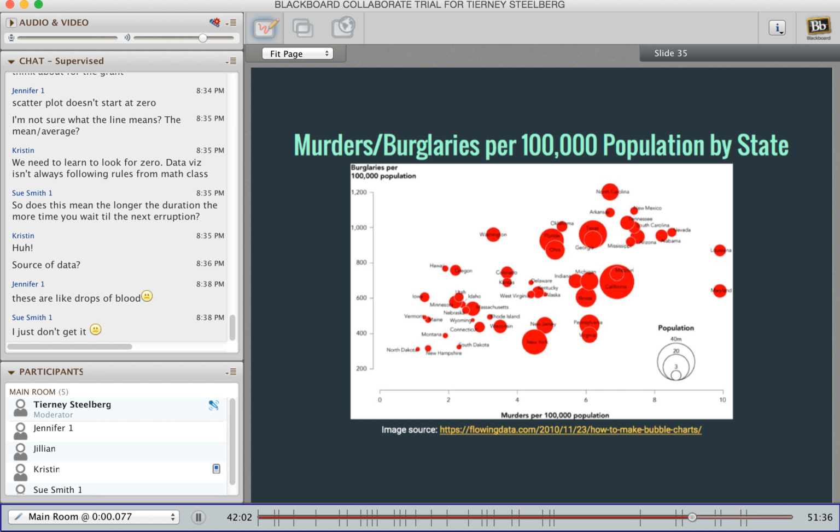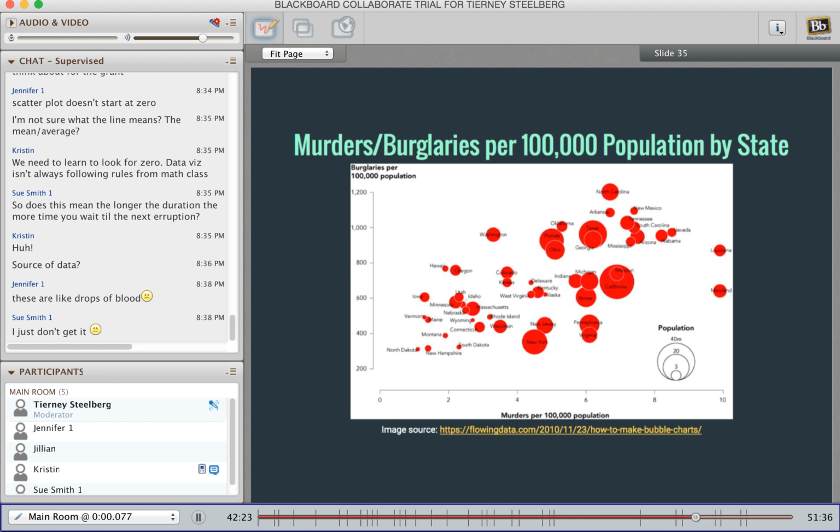It's hard to see. It definitely looks better if you're following the slides directly in your browsers, it's easier to see there. These little tiny state names got very, very blurry. Jennifer says, these are like drops of blood. And Sue Smith says, I just don't get it.